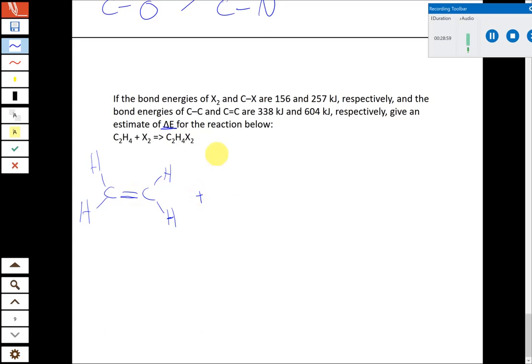And that's going to combine with X2, which we gave you the bond energy of just X2, so we're going to assume that there's a single bond. It doesn't really matter what it is, we just gave you 1 bond energy. And then the product here, C2H4X2, again, we're going to distribute everything equally. So it's going to be 2 hydrogens and 1 X on each carbon.